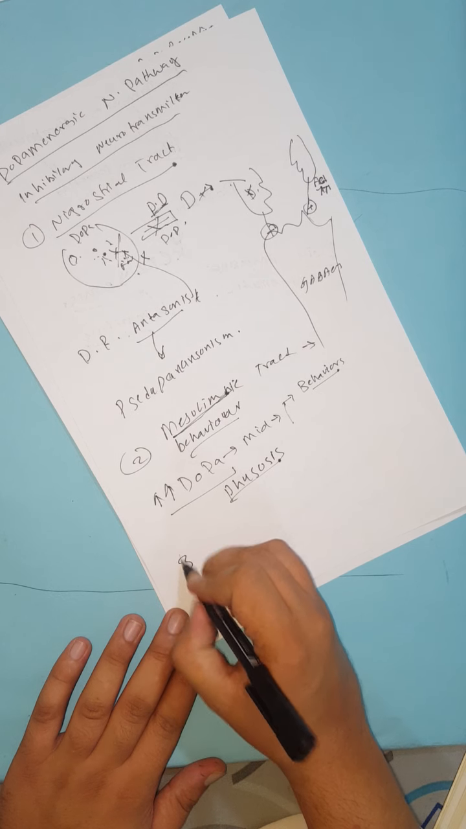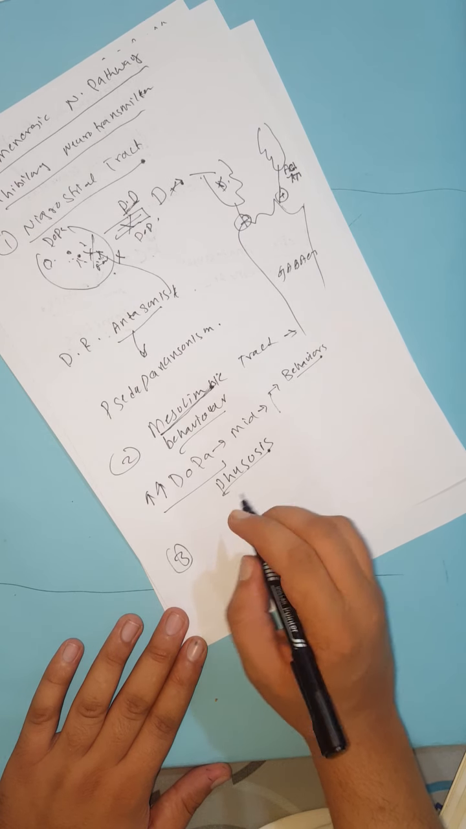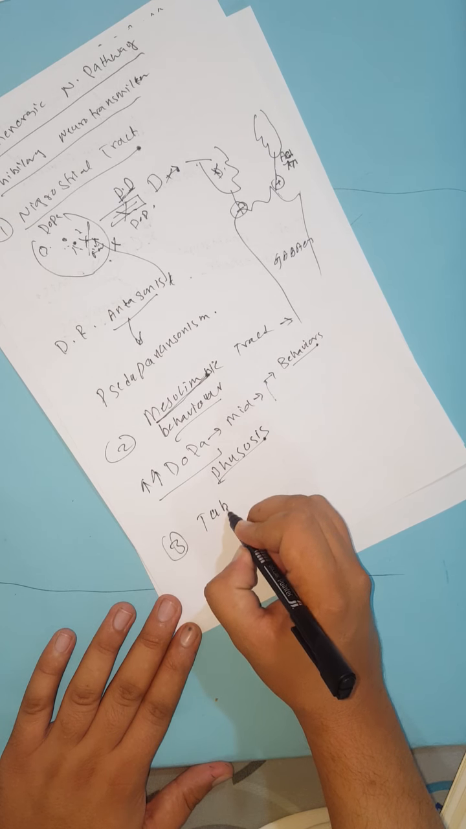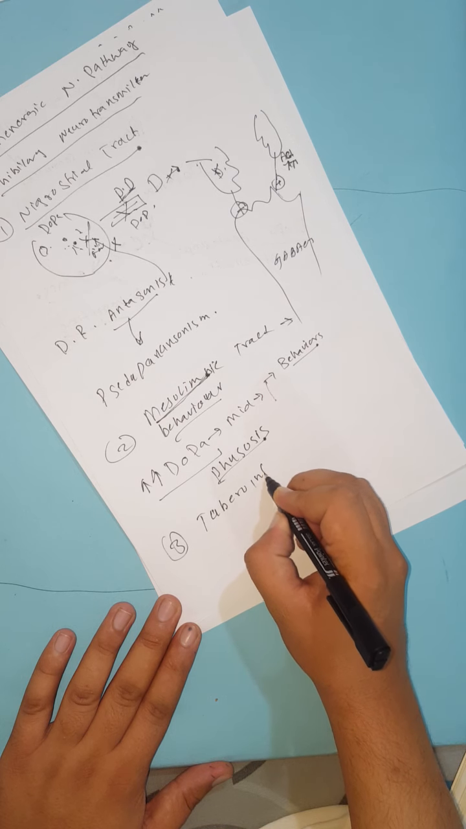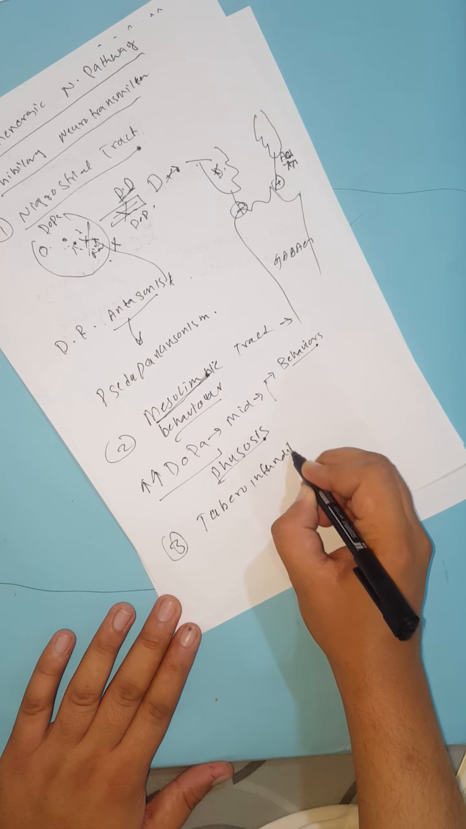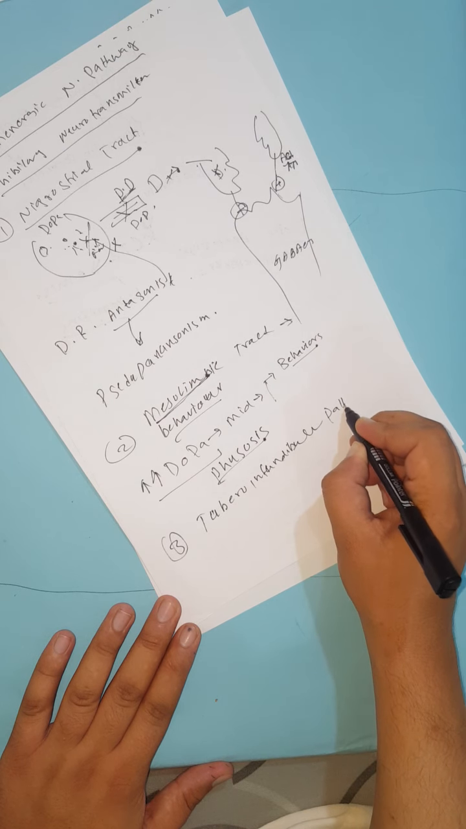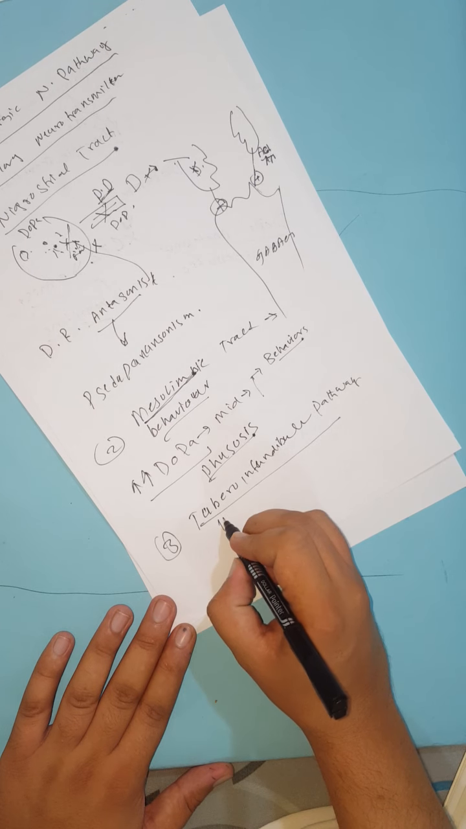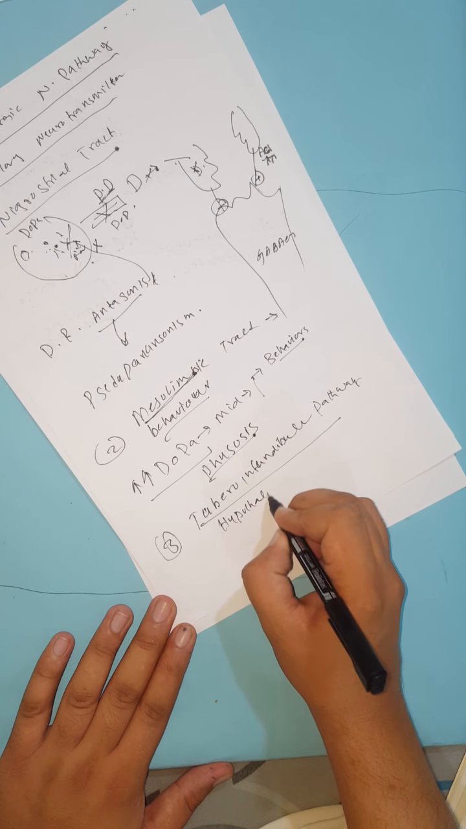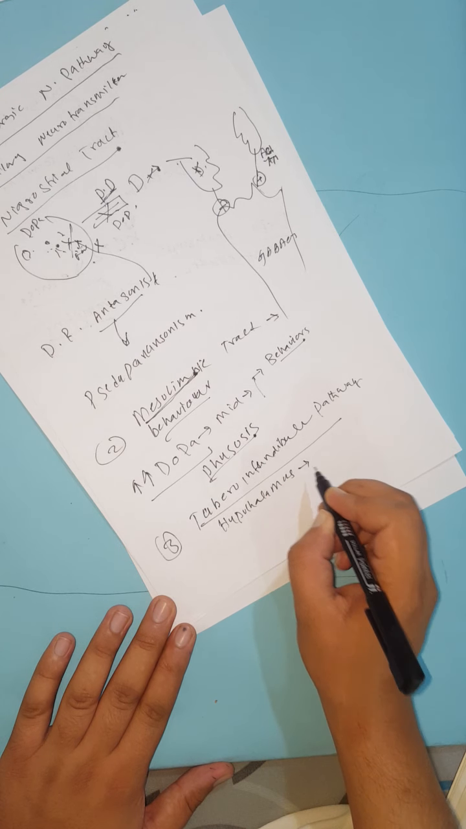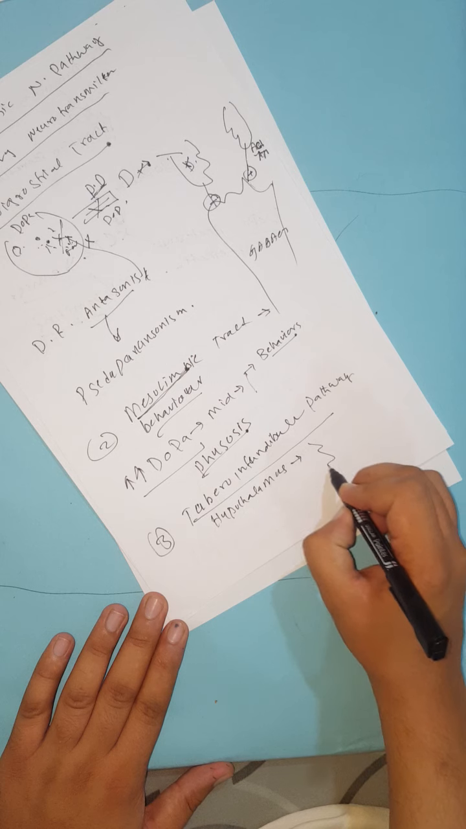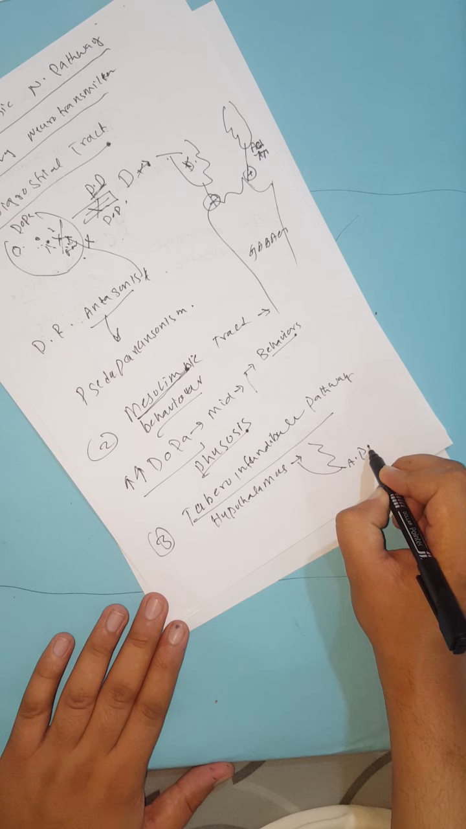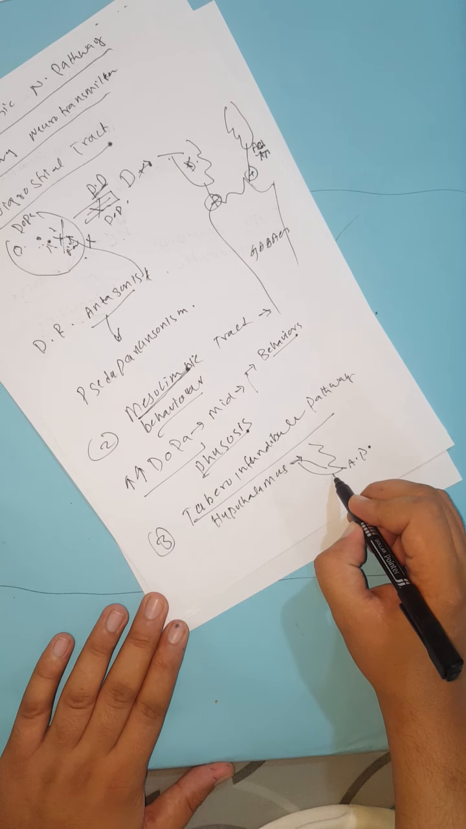Number three is the tuberoinfundibular pathway. In the tuberoinfundibular pathway, the cell bodies in the hypothesis, the hypothalamus, project into the anterior pituitary gland and release dopamine.